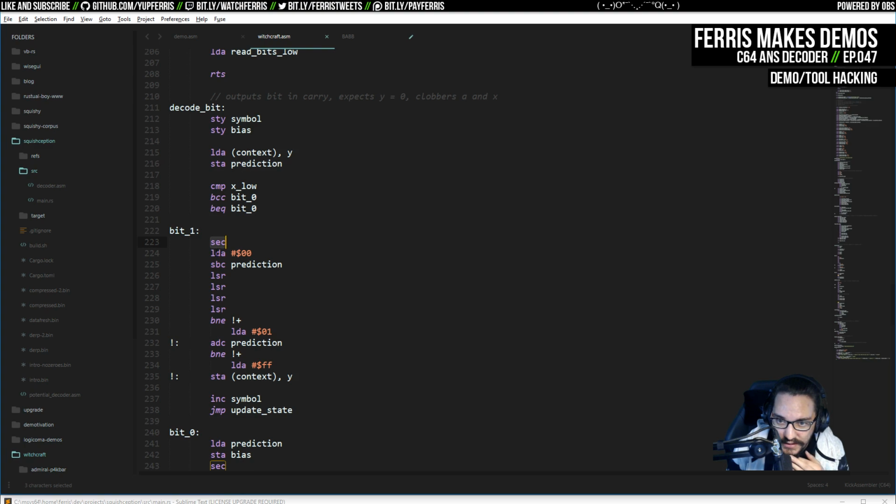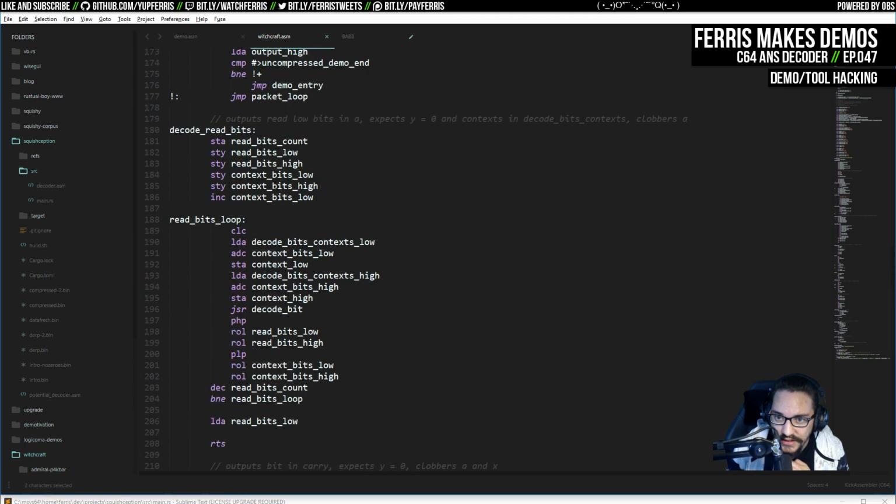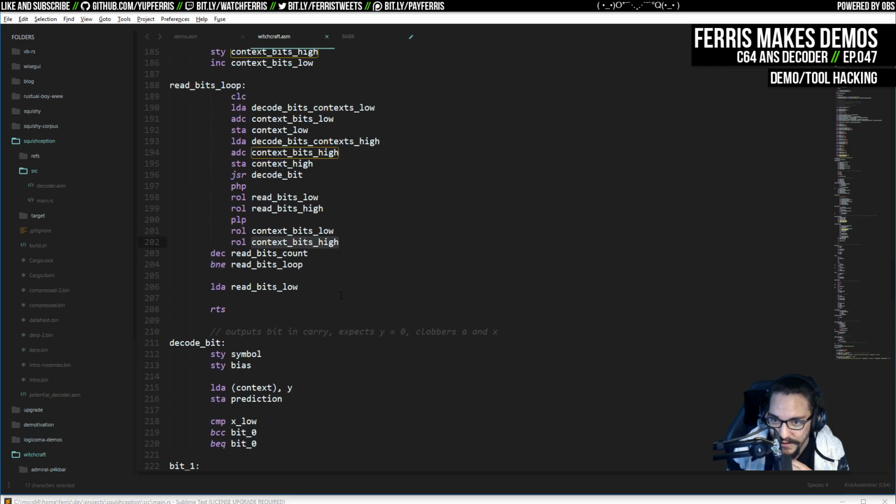I'm going to set the carry. Also, actually, I'm going to double check this again. So it's low, so that should be one. Bits low. Store, load context low. Okay, decode bit. And we're going to push this so we preserve the carry. So we're going to rotate into Ruby slow and then context was slow. This still looks okay to me.